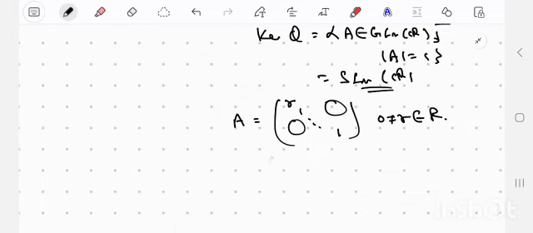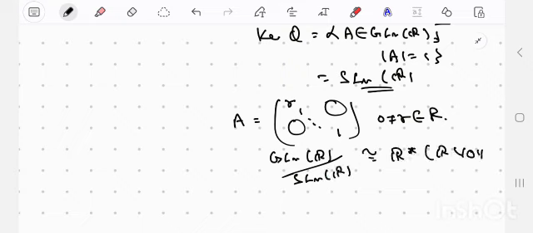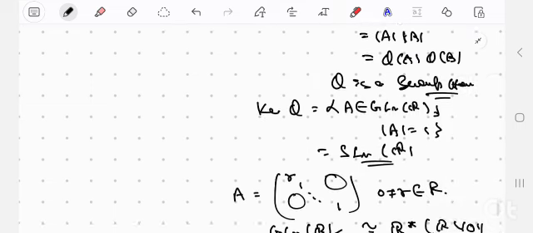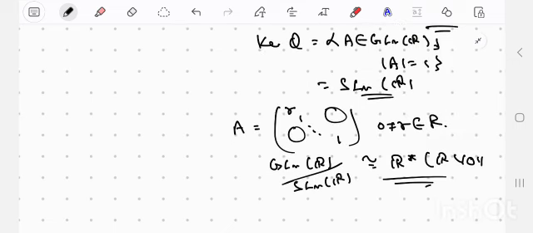So by the first isomorphism theorem of groups, the general linear group over R by the special linear group over R is isomorphic to R star, where R star is R minus 0. Got it? Now consider the examples of fields. Q is a field, R is a field, and C is a field in fact. The next important property which we should be talking about for fields is the following.